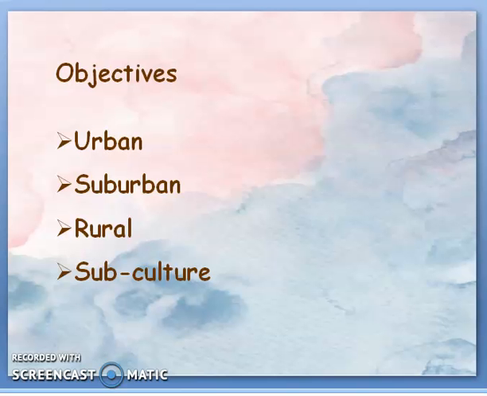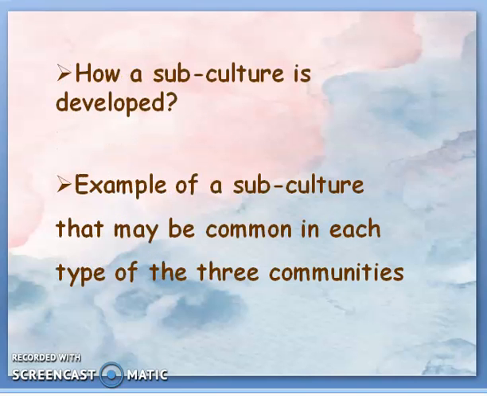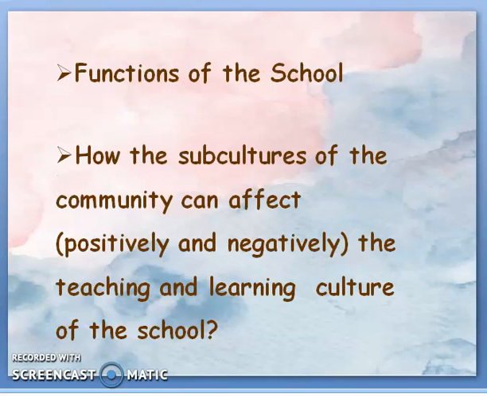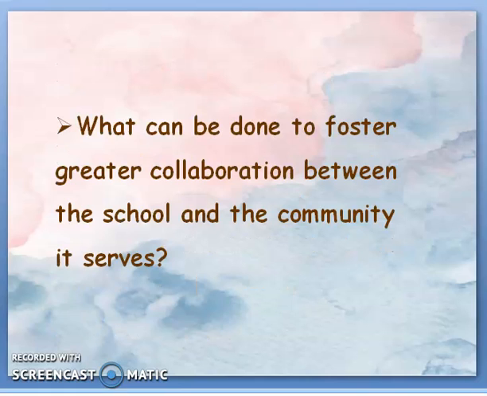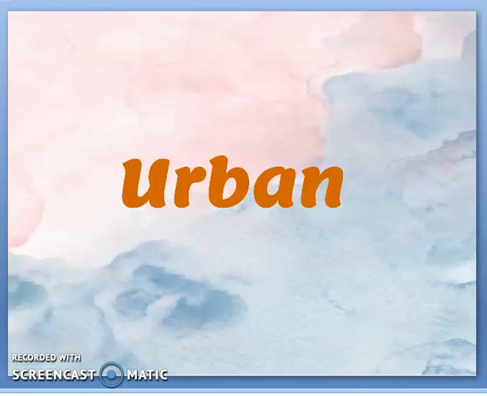The objectives of these presentations include urban community, suburban community, rural community, subculture, how a subculture is developed, examples of a subculture that may be common in each type of the three communities, the functions of the school, how a subculture of the community can affect positively and negatively the teaching and learning of the school, and what can be done to foster greater collaboration between the school and the community it serves. Let's dive right into it.